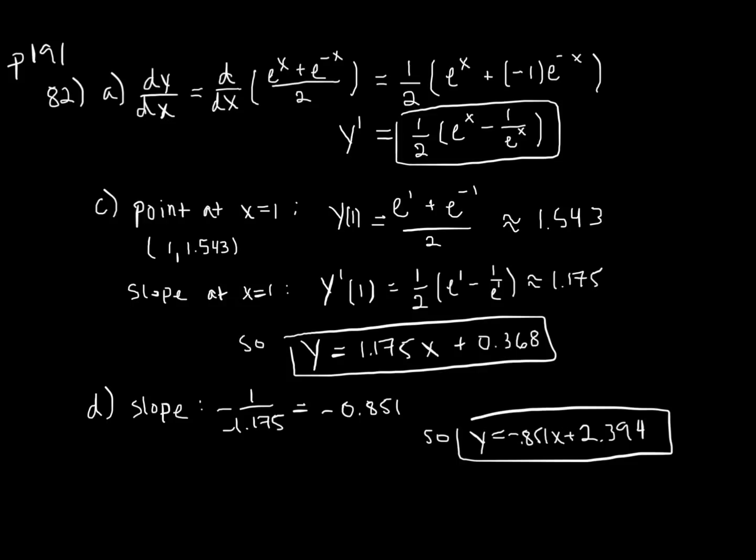For part D, I'm trying to find the normal to the curve at this point, so I need the opposite reciprocal of the slope that I found previously. So my slope is going to be negative 1 over 1.175, and that is going to give me negative 0.851. I don't know what happened here. Just ignore this piece. It looks like a negative.